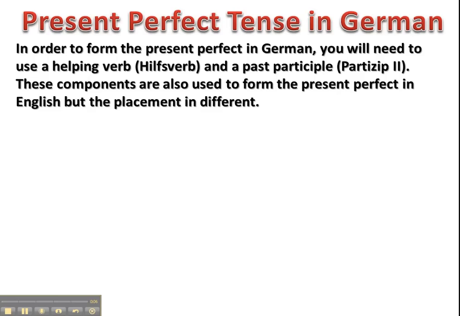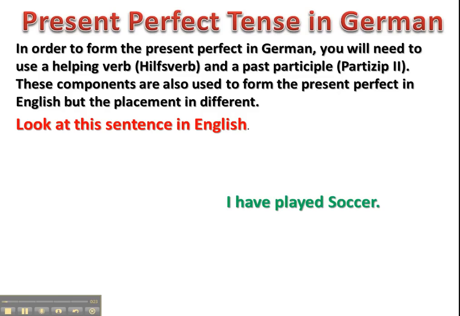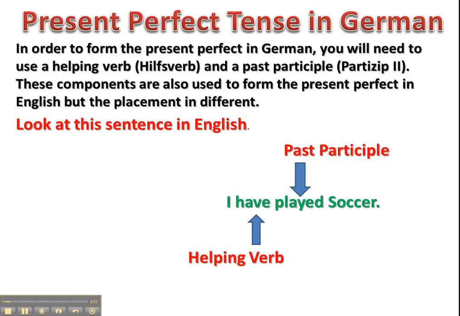Today we're going to talk about the present perfect tense in German. In order to form the present perfect in German, you'll need to use a helping verb, or a Hilfsverb, and a past participle, or in German, the Partizip zwei. These components are also used to form the present perfect in English, but the placement is different. Let's look at this sentence in English. I have played soccer. The have here is the helping verb, or Hilfsverb, and the played is the past participle.